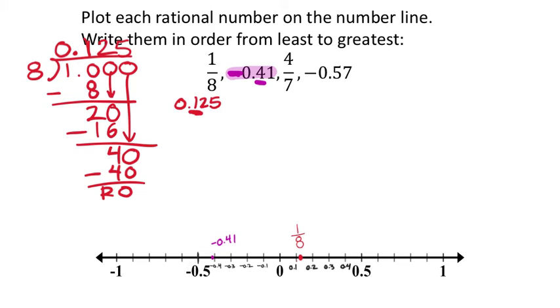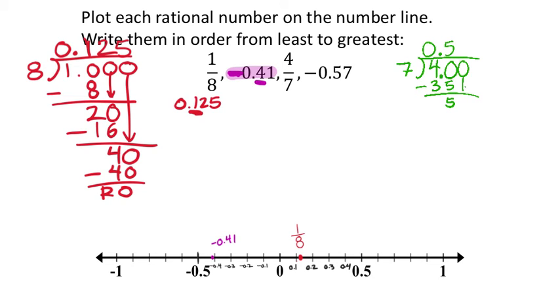Then we go to the next value, which is 4/7. Well, that's a fraction, so I'm going to have to use long division to change this into a decimal. 4/7. Okay, well, 7 won't go into 4, but it will go into 40. Make sure to line up your decimals. 40, 5 times. 5 times 7 is 35. When I subtract, I get 5 remaining.